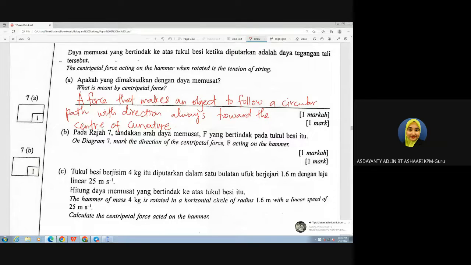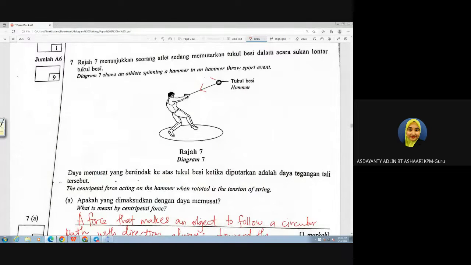B, on diagram 7, mark the direction of the centripetal force acting on the hammer. So I showed you already the direction is always towards the center. So at least you must show the direction with an arrow which points towards the man, to the athlete. Okay, so jangan lupa labelkan. Mark the direction of the centripetal force with F. So tak arrow, letaklah F.